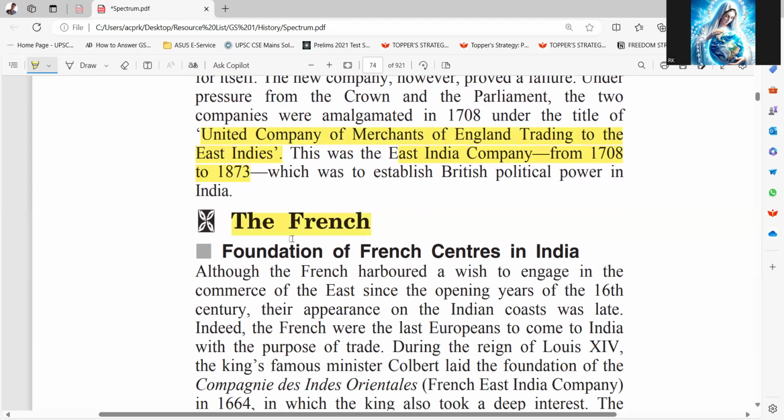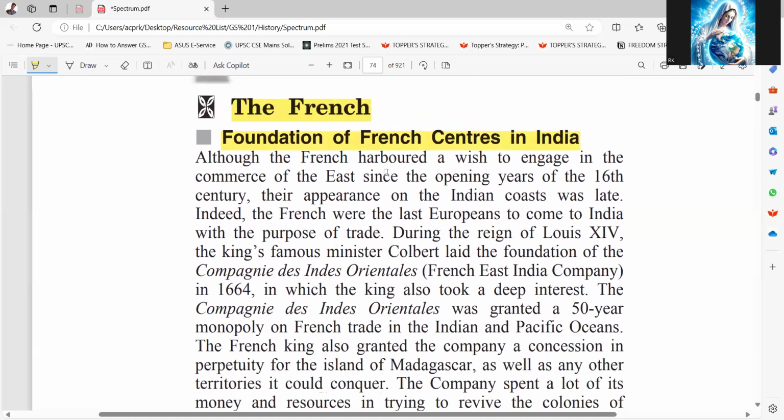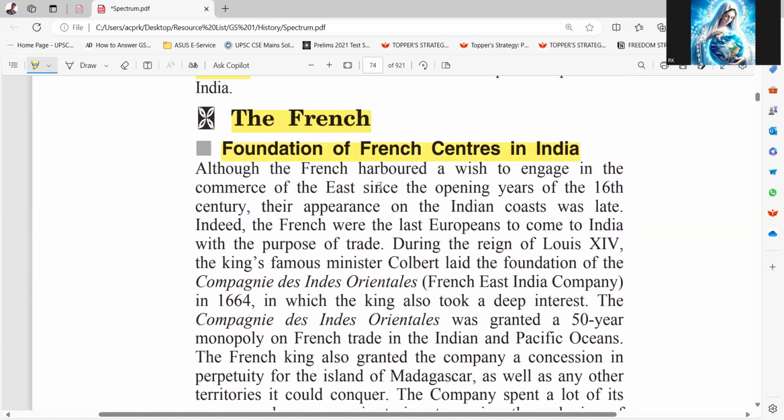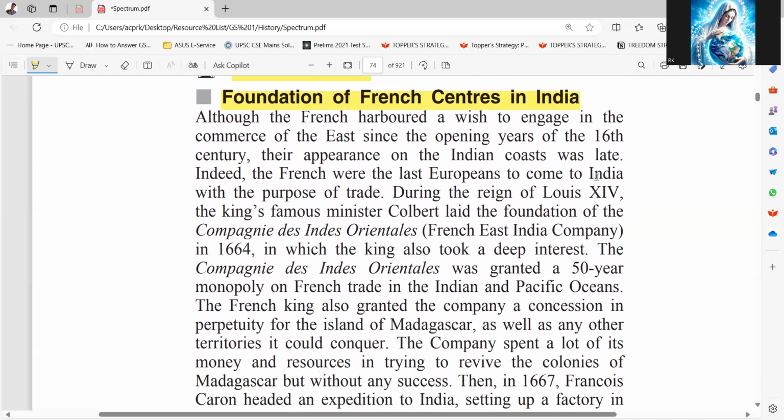Next, we will discuss the French, the foundation of French centers in India. Although the French harbored a wish to engage in the commerce of the East since the opening years of the 16th century, their appearance on the Indian coasts was late. Indeed, the French were the last Europeans to come to India with the purpose of trade.